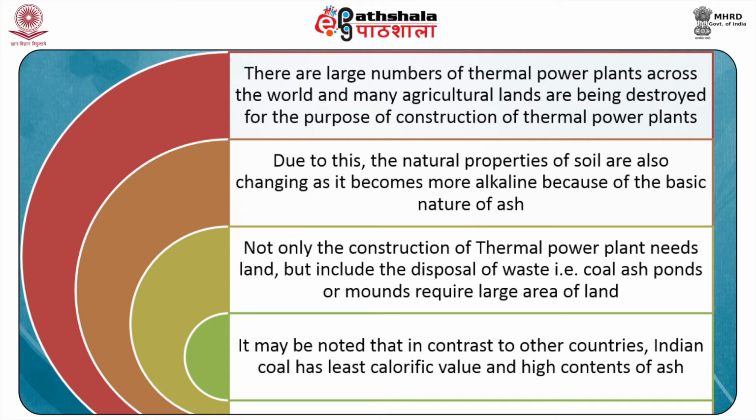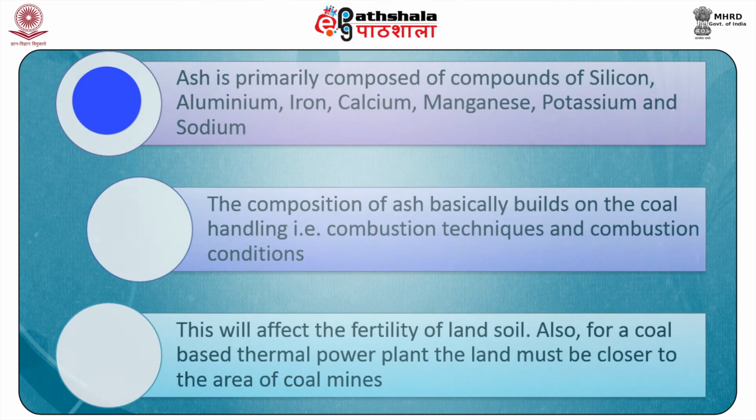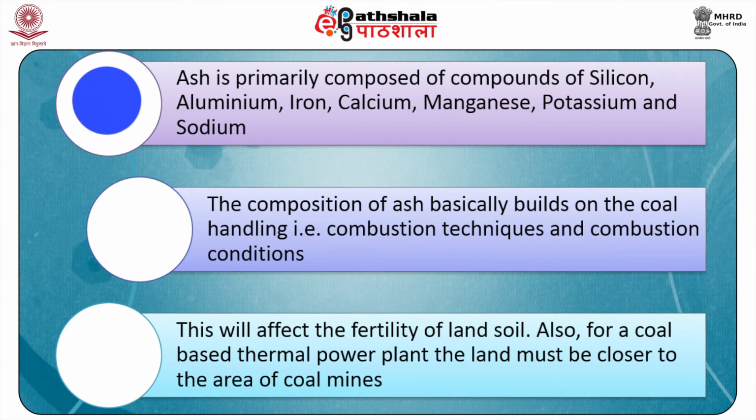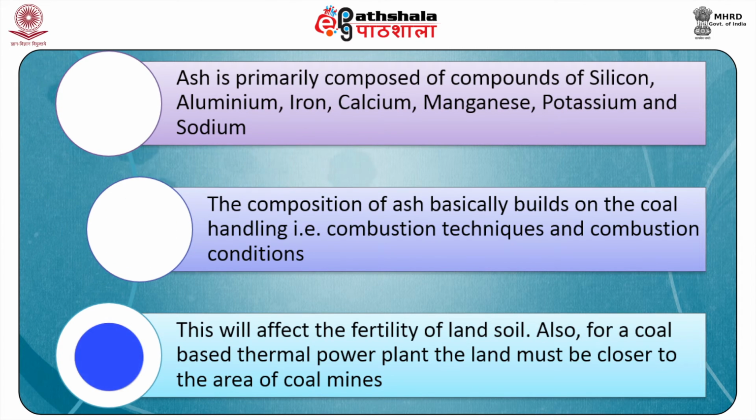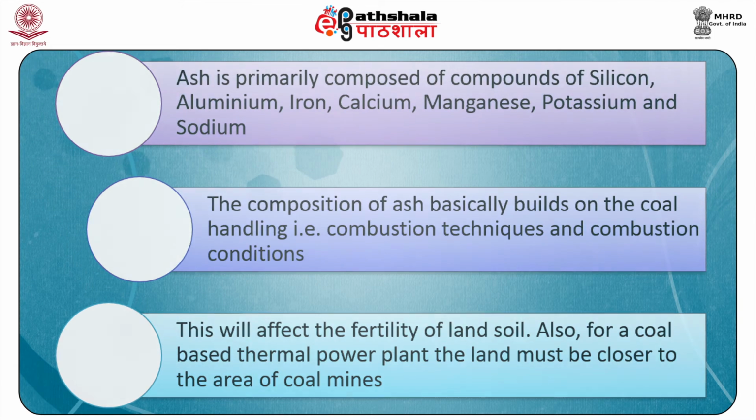It may be noted that in contrast to other countries, Indian coal has the least calorific value and high ash content. Ash is primarily composed of compounds of silicon, aluminium, iron, calcium, manganese, potassium, and sodium. The composition of ash basically depends on the coal handling, that is, combustion techniques and combustion conditions. This will affect the fertility of land soil. Also, for a coal-based thermal power plant, the land must be closer to the area of coal mines.